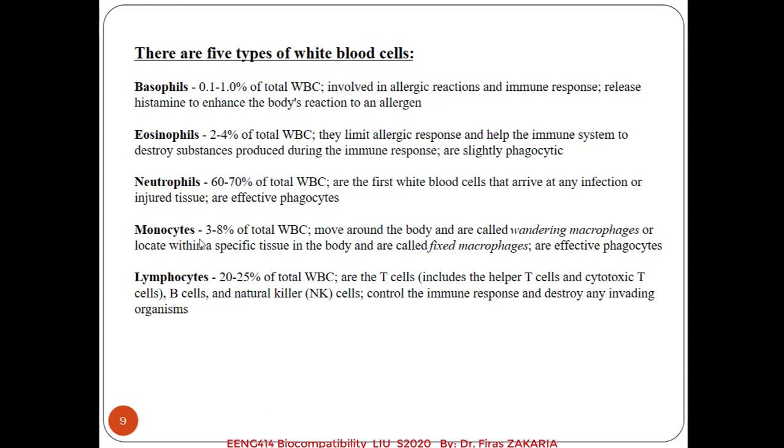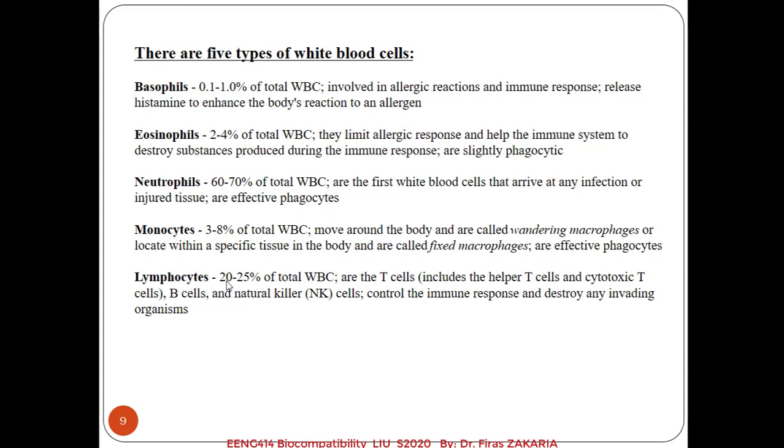Monocytes account between 3 to 8% of total white blood cells. كمان بيعتبروا هني effective phagocytes. وفينا نسميهم المونوسايتس هني بتسموا كمان حنسميهم بعدين macrophages. هني locate within a specific tissue in the body.